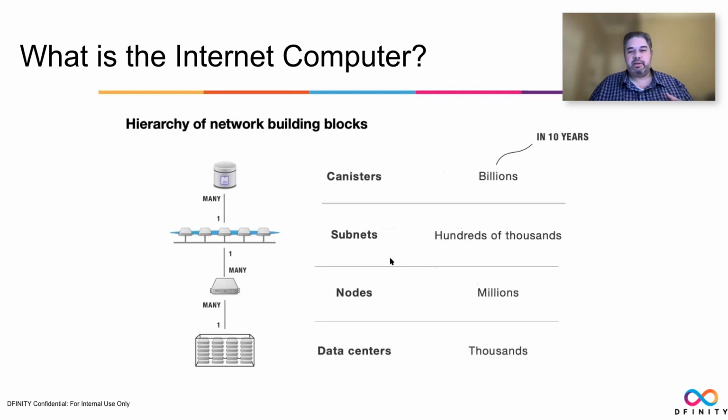And this is just a very high level illustration of the hierarchy of the network building blocks. In the data centers, we have nodes, which are split into subnets, and on these subnets, we run the canisters. The canisters are the smart contracts, which I mentioned hold both the front end, the back end, the dependencies, and the state encapsulated in the canister.